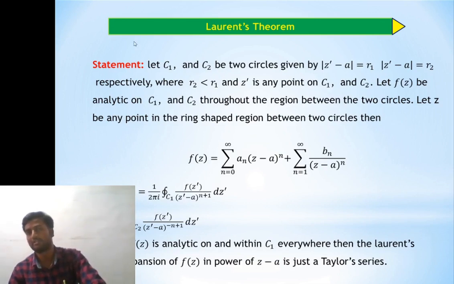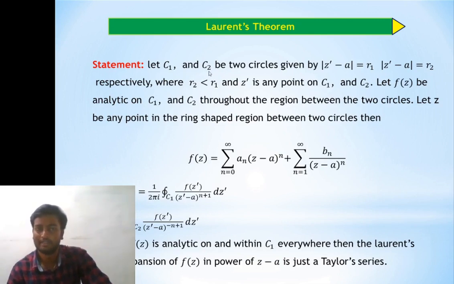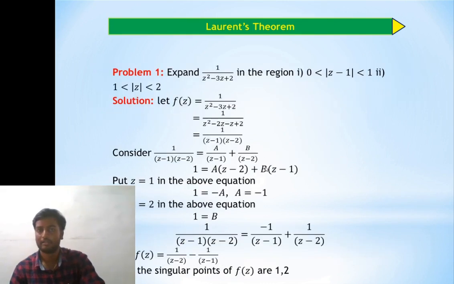The difference between Taylor series and Laurent series is that in Taylor series we have only positive powers of z, whereas in Laurent series we have negative powers of z also. So this is power n, which means it is the analytic part, the Taylor series part. Here is (z minus a) whole power minus n, so it is the negative part. This part is called the principal part. This is the analytic part and this is the principal part. In Taylor series we have only the analytic part; in Laurent series we can have the negative part also.